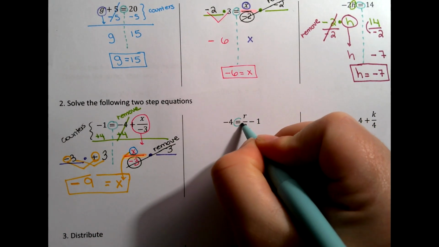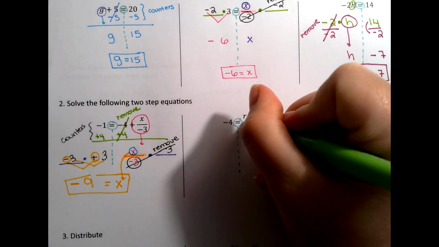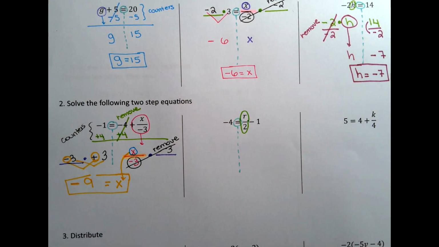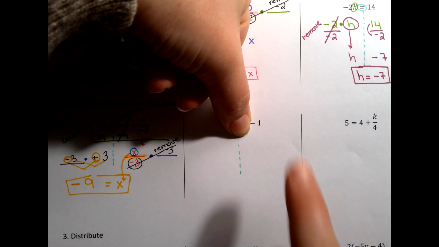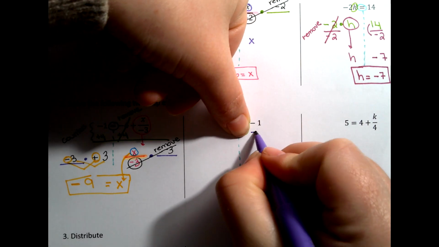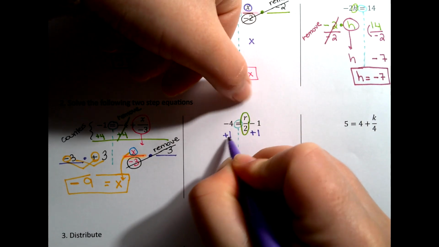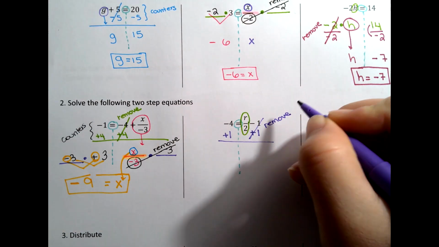Circle your equals, dotted line. Circle the term with your letter. So we have here r over 2. Take your finger, cover that r over 2. What do we see? We see a negative 1. So that means I'm going to be writing a positive 1 on both sides. Our task here is to remove this negative 1.